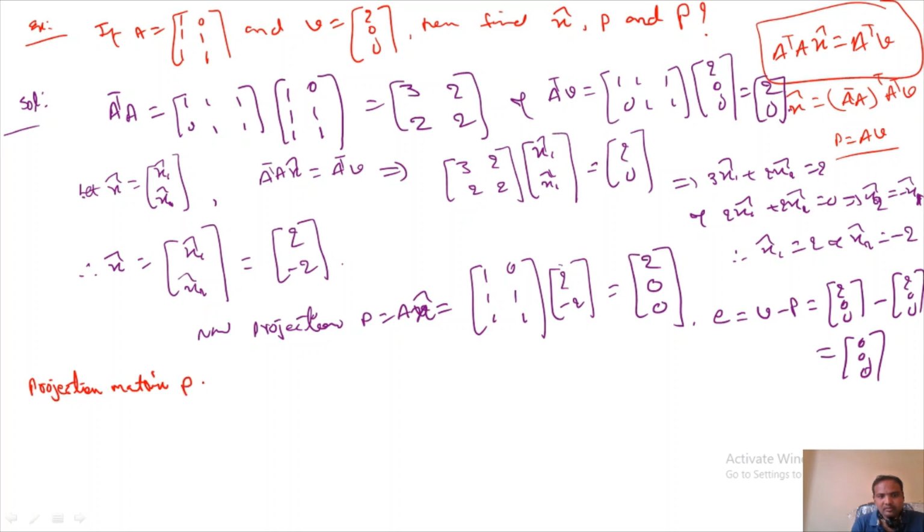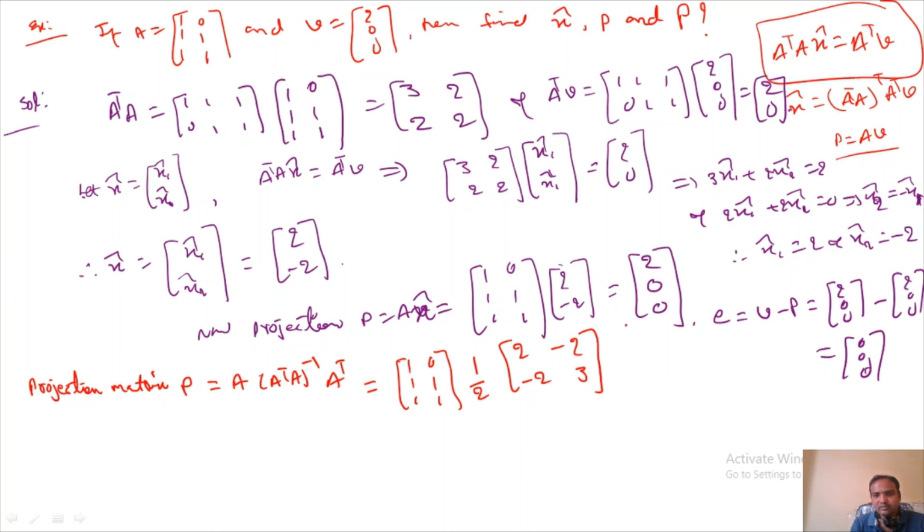Matrix P equal to A into A transpose A inverse into A transpose. A is the given matrix 1 1 1 0 1 1. A transpose A, this inverse is 1 over 6 minus 4, 2 into the matrix 2, minus 2, minus 2, 3, the inverse of that 2 by 2 matrix. So 1 1 1 0 1 1.